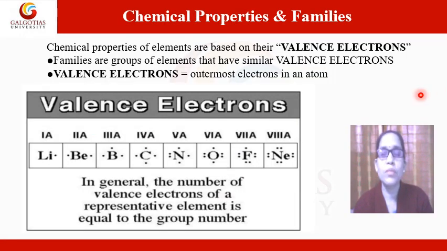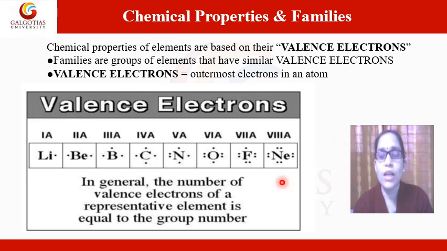What are the chemical properties and what are the families of elements in the periodic table? The chemical properties of elements are based on their valency electrons. That means the elements are arranged in different groups in the periodic table according to their valency electrons. Group 1A elements contain one valency electron. Group 2A elements contain two valency electrons. Group 3A elements contain 3 valency electrons. Group 4A contain 4 valency electrons. And the last group, VIIIA, contain 8 valency electrons.